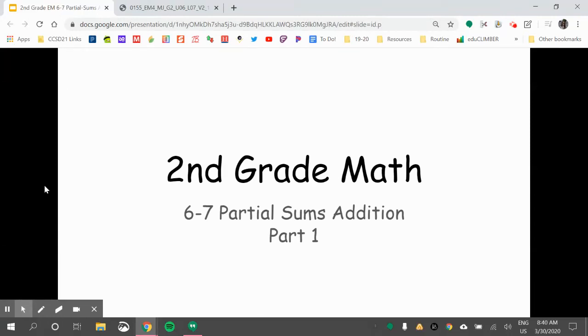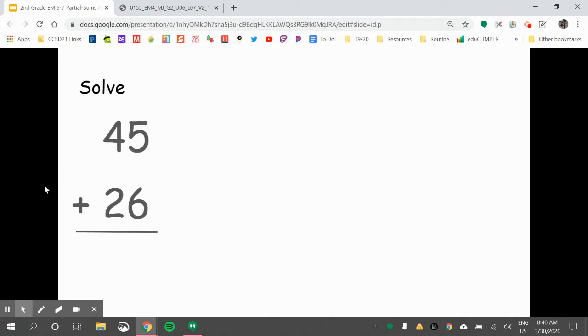Hi everyone, this is second grade everyday math lesson 6-7 partial sums edition part 1. Today we are going to work to solve 2 and 3-digit numbers using a new strategy called partial sums. This partial sum strategy is going to build on a strategy that we talked about last week, which was the combining tens and ones strategy.